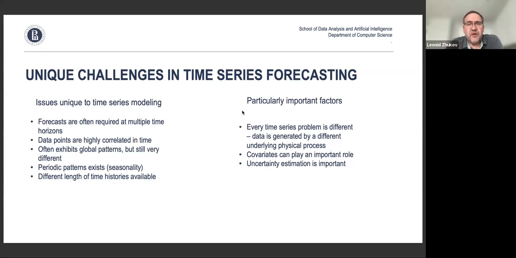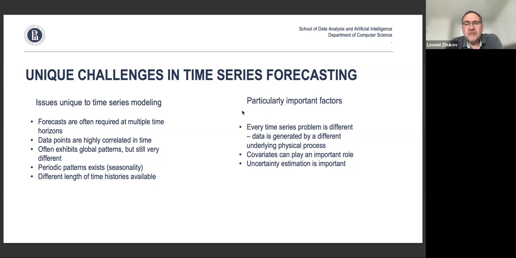The other important point, compared to traditional machine learning, is that the data points in time series data are usually very highly correlated in time. Let's say if we're talking about demand or supply, tomorrow's value actually depends on today's value, and today's value depends on yesterday's value. So the next second depends on the current second and the previous second.